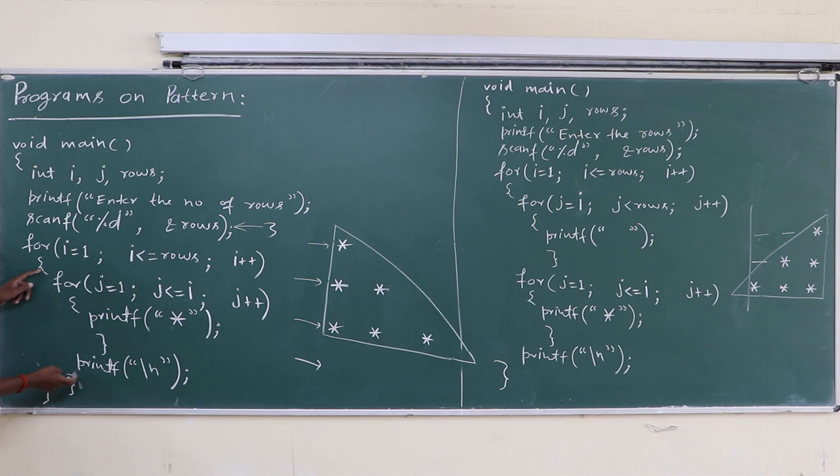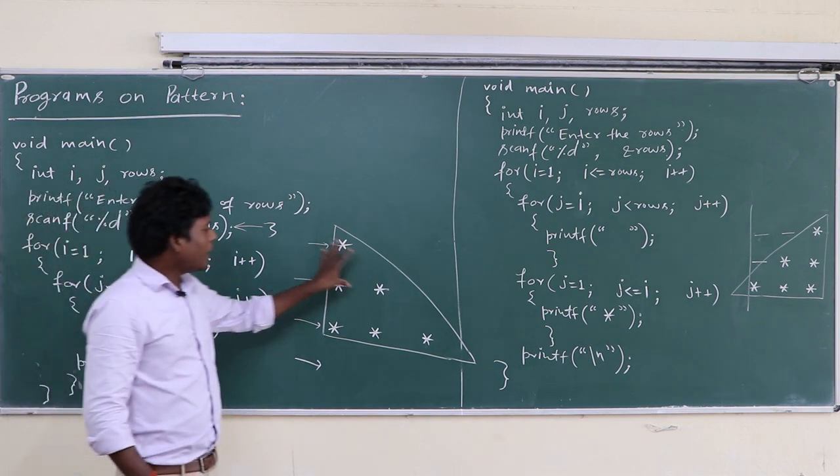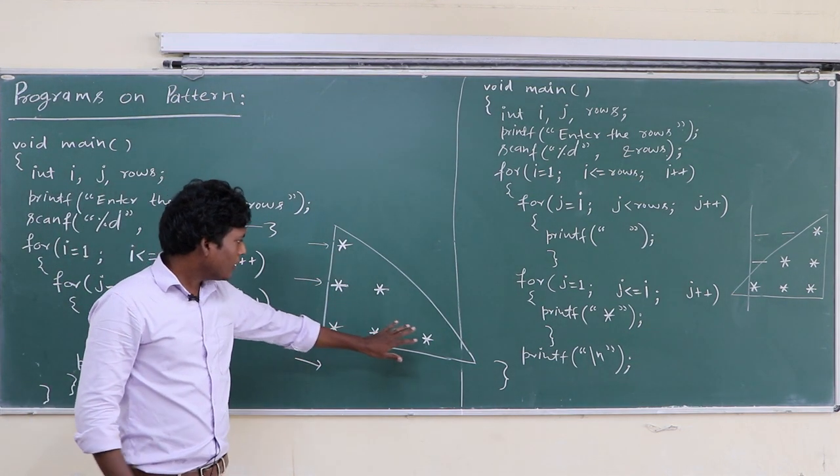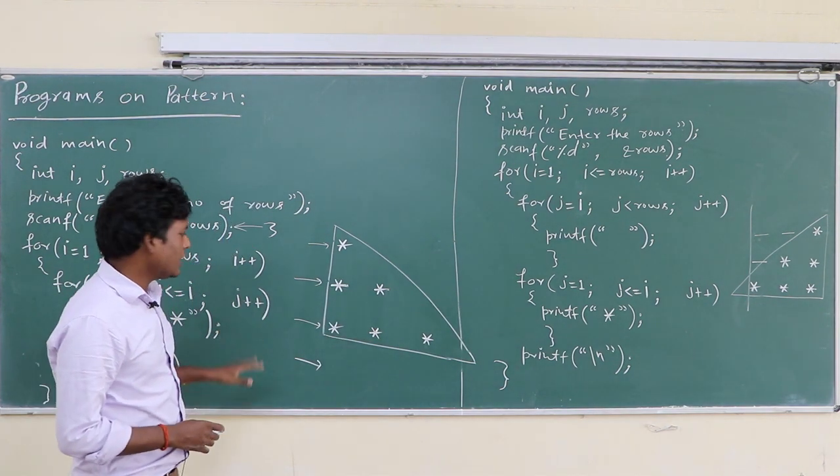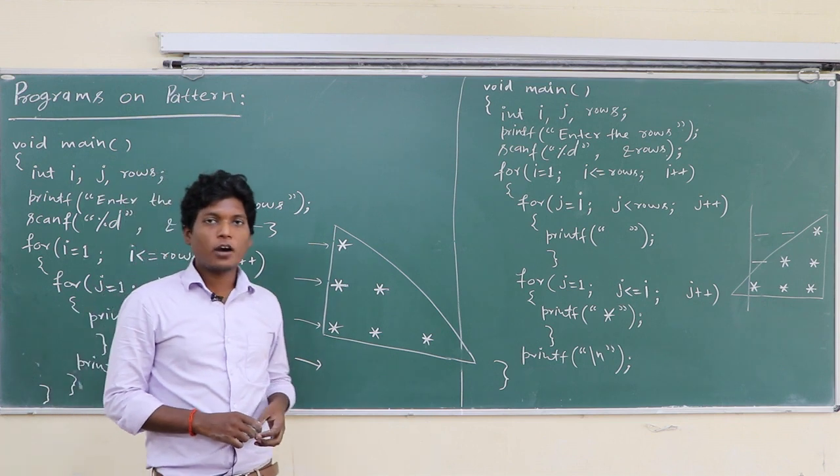So control exits from this outer loop, and control comes to here. Here is the closing bracket of main. So this program is terminated, and your pattern will appear like this on the output screen. So class, here we see the implementation of a nested for loop.